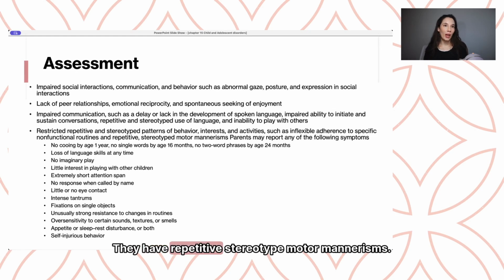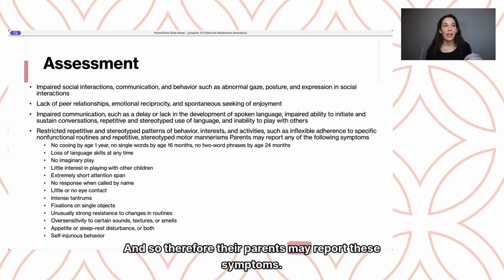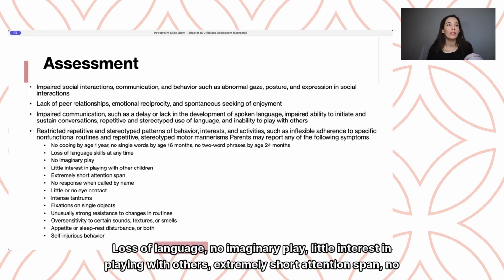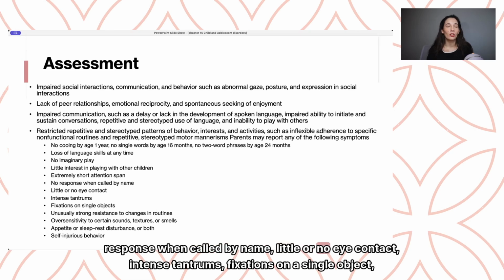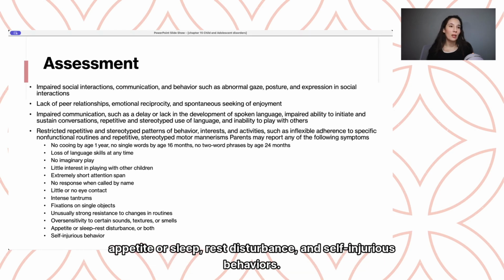They have repetitive stereotyped motor mannerisms. And so therefore their parents may report these symptoms: no cooing at 1, no single words by 16 months, no 2-word phrases, loss of language, no imaginary play, little interest in playing with others, extremely short attention span, no response when called by name, little or no eye contact, intense tantrums, fixations on a single object, unusually strong resistance to change in routines, oversensitivity to certain sounds, textures, or smells, appetite or sleep disturbance, and self-injurious behaviors.